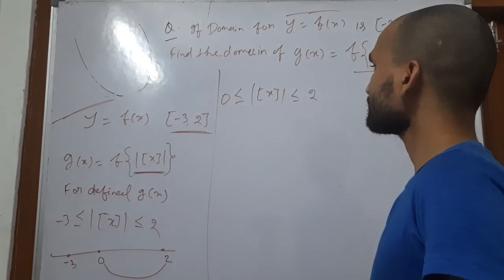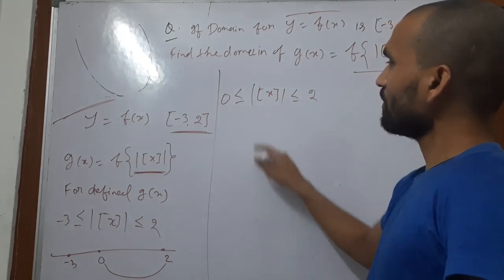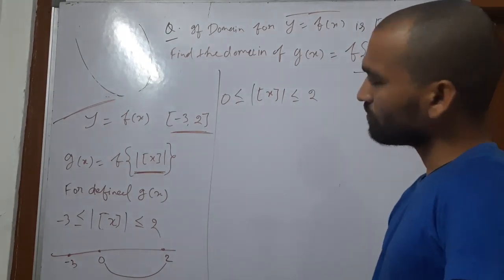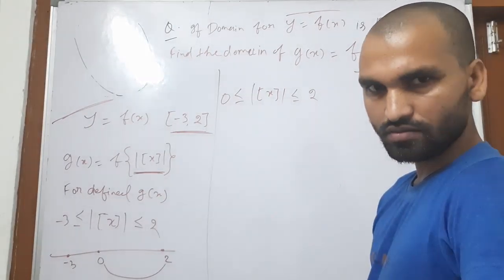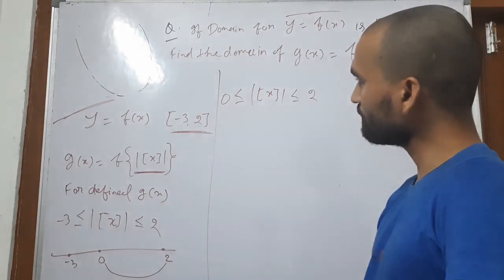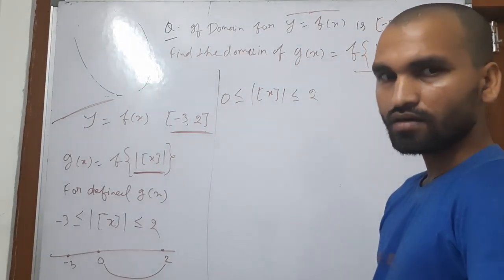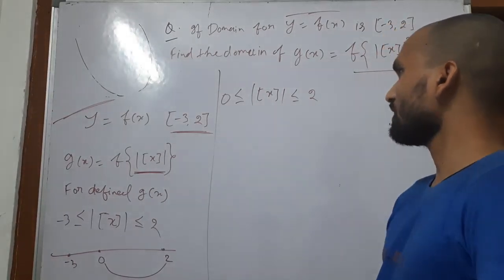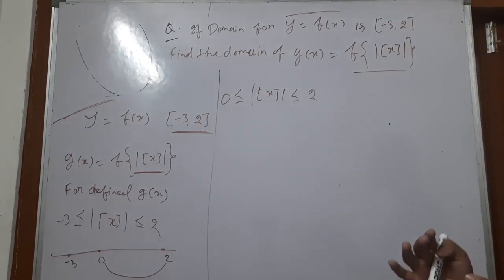Okay. Now what will happen if we remove mod here? What are the possible values which give the mod from 0 to 2?